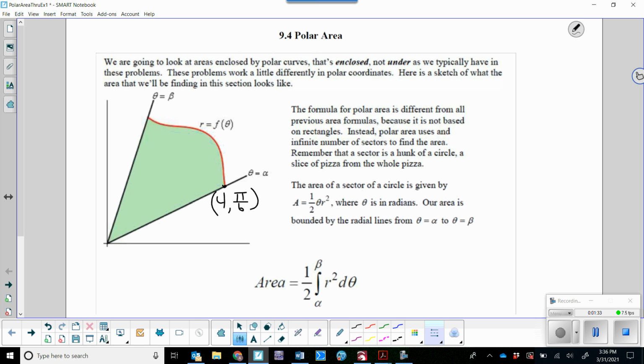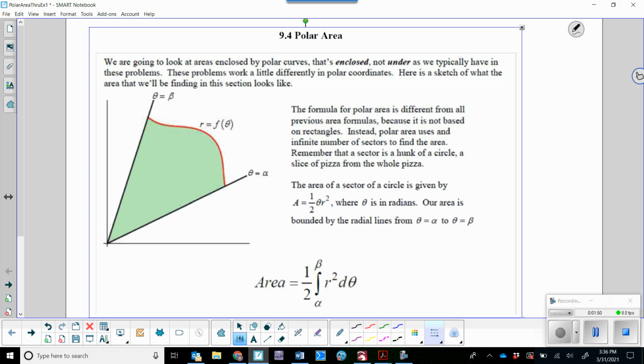And then the way we would get to additional points is we kind of sweep this out. So you have to think of it like this: theta equals alpha. You sweep that ray across until it hits theta equals beta. And then it's the area for all those radii that come out of that. So it's a little bit different, but the idea is the same.